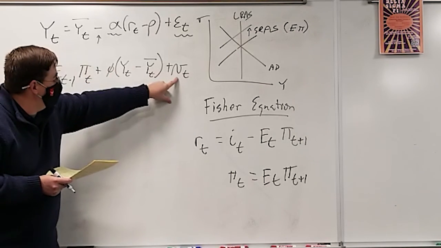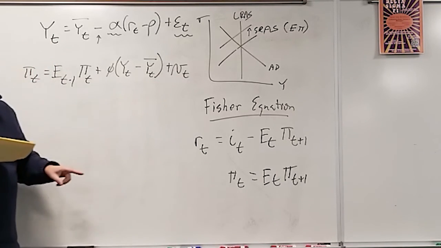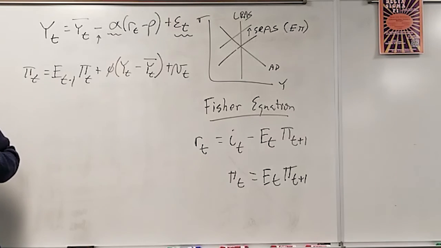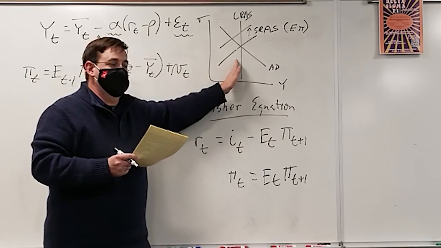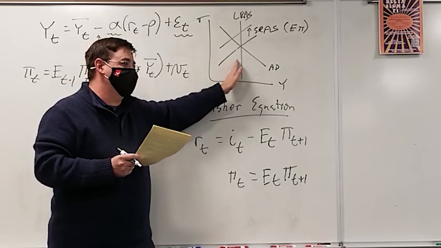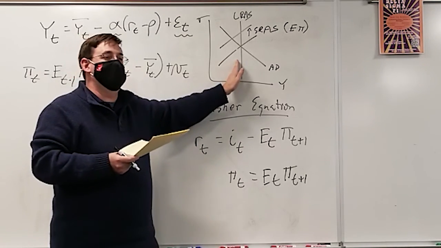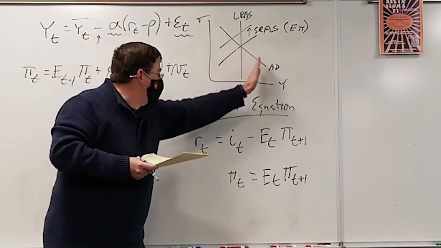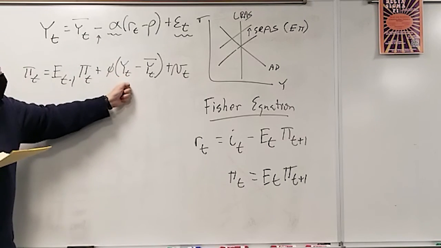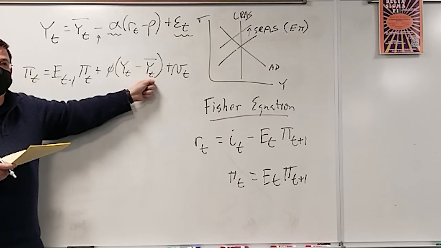This v sub t term is talking about random supply shocks. Remember, random supply shocks are best understood as real shocks that shift our long-run aggregate supply curve. So, a hurricane, a natural disaster, a bumper crop, an unexpected technological discovery. Any of those kinds of things will shift our actual rate of output away from what we would have thought to be the natural rate of output.